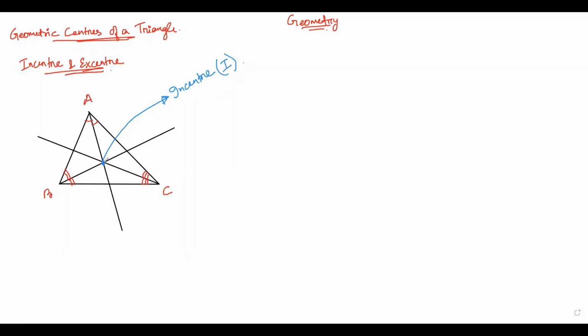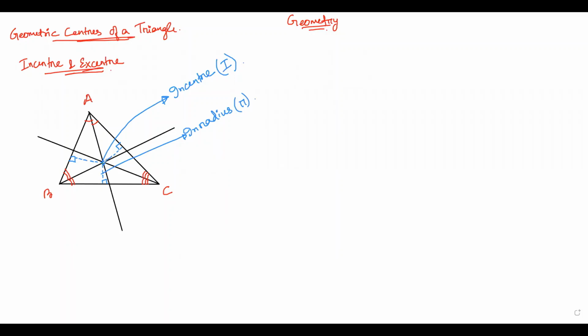This incenter is equidistant from all the three sides of the triangle. That is, if we draw perpendicular from this incenter on the three sides of the triangle, then all this perpendicular length would be same. Here, I have drawn three perpendiculars from this incenter on the three sides of the triangle. So, all these three perpendicular length would be same, and this length is known as Inradius of the triangle, which we generally denote by small r.